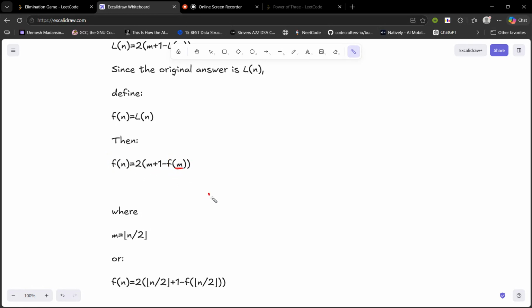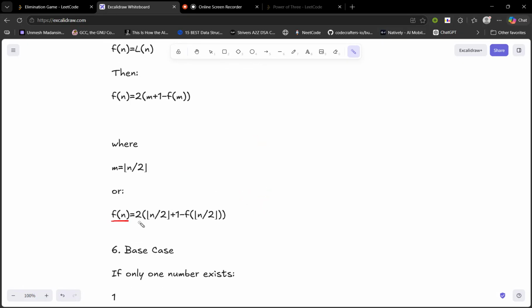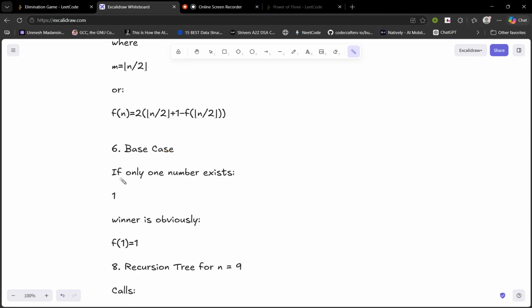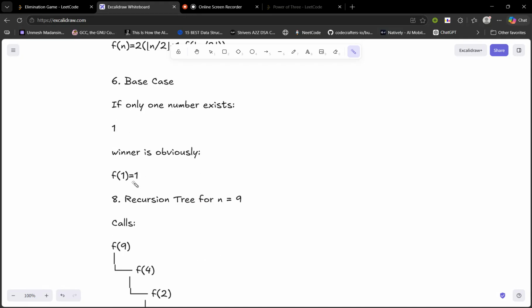And what was m? m was nothing but n by 2. So fn will be 2 into n by 2 plus 1 minus f of n by 2. And this is our recurrence relation. We will use this to apply our recursive approach. Now the base case was only one number exists, then 1 is the winner, obviously. So f of 1 is 1.